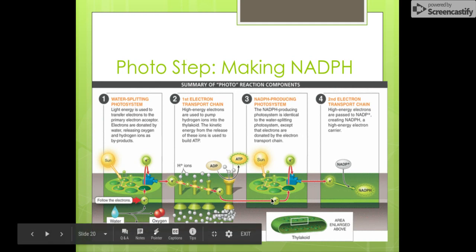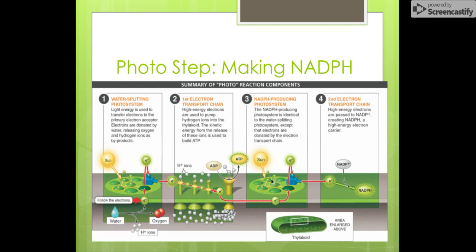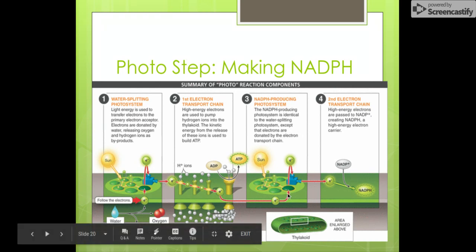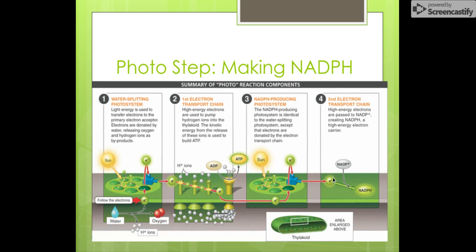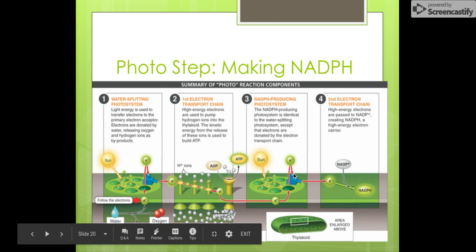So then those electrons go back into this process where they will hook up with this chlorophyll B molecule. Then we send this electron through this secondary electron acceptor. And then our NADP picks this up and turns it into NADPH. Okay. So now we've got our NADPH, our ATP, and our oxygen produced here.